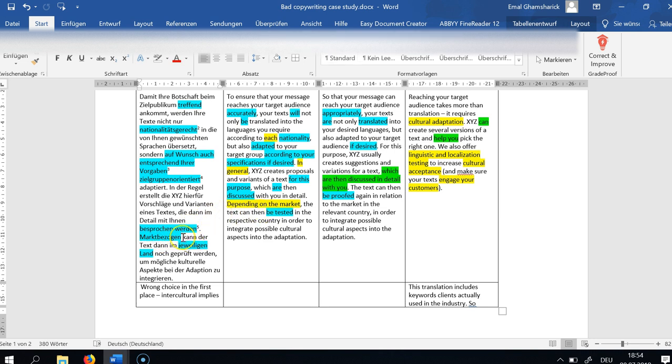Then in the last sentence you have "marktbezogen kann der Text dann im jeweiligen Land." So this is really important. Depending on the market, the text can be tested in the respective country. What is the difference between the market and the country? There is no difference. The market is the country. So what it is saying is that we can test if the text is going to work in that market that you're aiming for. And the market is the country, of course, right?